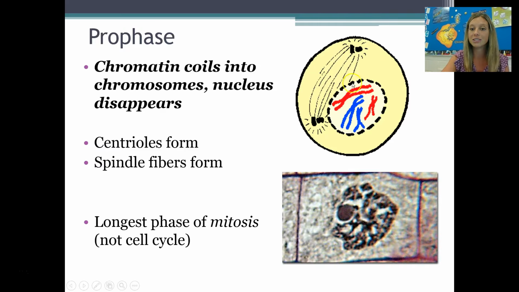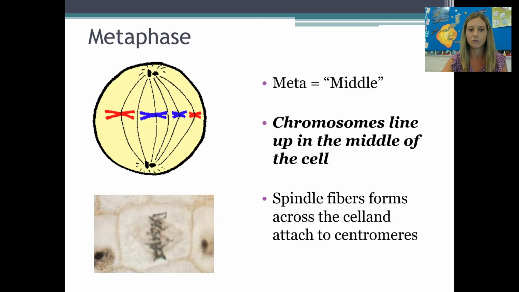These little structures called centrioles are going to form, and they're going to start producing these little fibers called spindle fibers, and you're going to see why those are really important in just a second. Now, this is the longest phase of mitosis, but remember, not the longest stage of the cell cycle. That's interphase. But it does take some time for the chromosomes to condense, for the nucleus to disappear, for the spindle fibers to start to form.